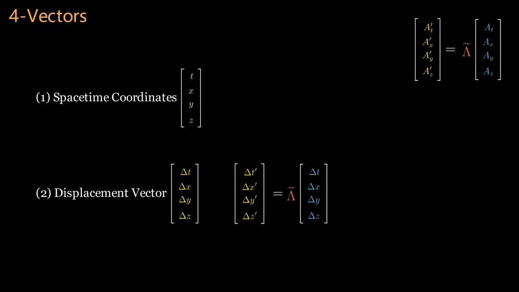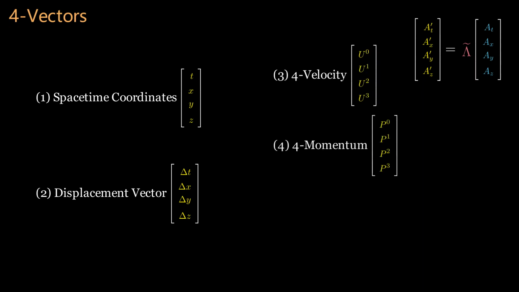So the displacement vector is a four-vector. There are two other important four-vectors, for velocity and for momentum. We will introduce their definitions and properties in future videos.